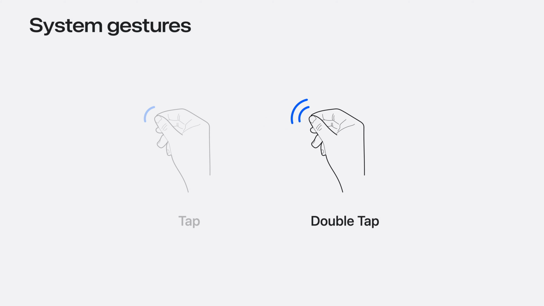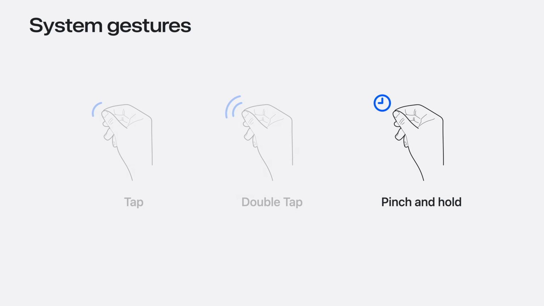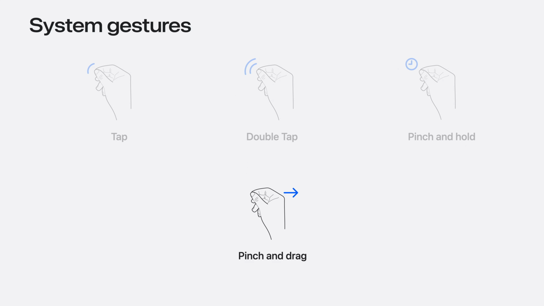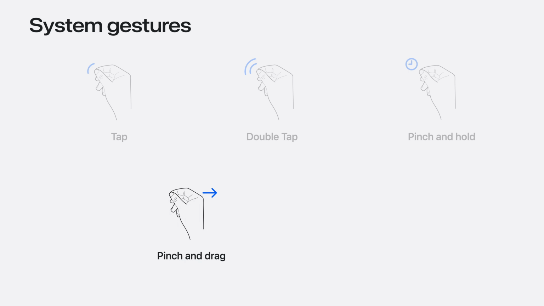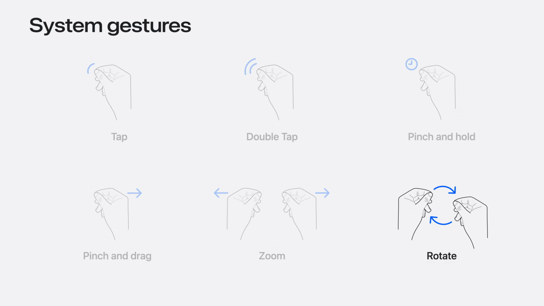You can also respond to a double tap. There's a pinch and hold gesture and a pinch and drag. Both of those operate on objects directly or indirectly. Using two hands, the player can zoom in and out or rotate an object.